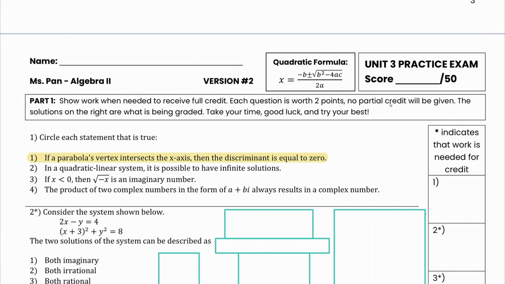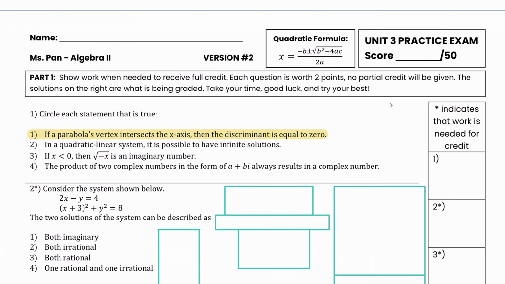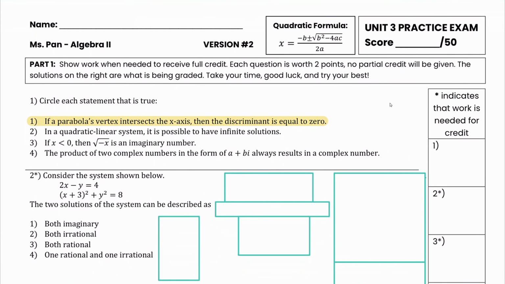So number 2, here we have in a quadratic linear system, it is possible to have infinite solutions. So we just have to remember quadratic linear means that we have one parabola and one line. Doesn't have to look like this, but if there are infinite solutions, that entails that there are infinite points of intersection, and in that case that's impossible. It's impossible for a parabola and a line to be intersecting everywhere.